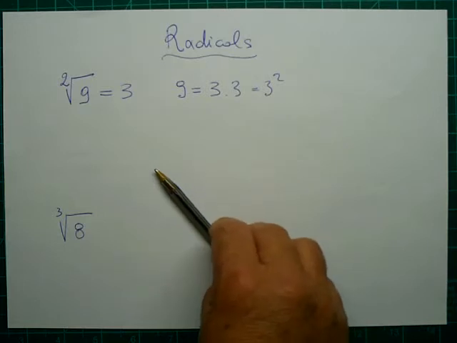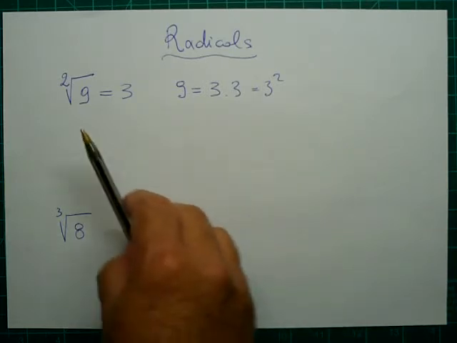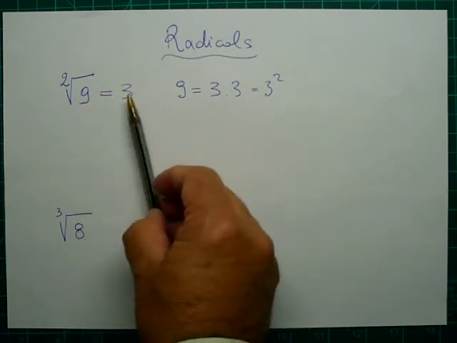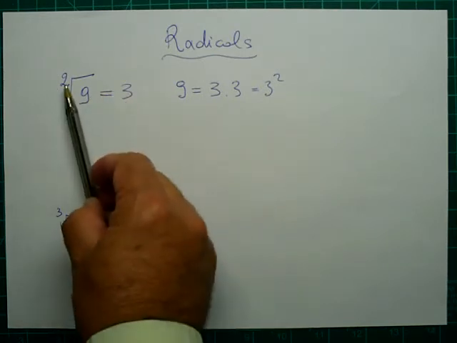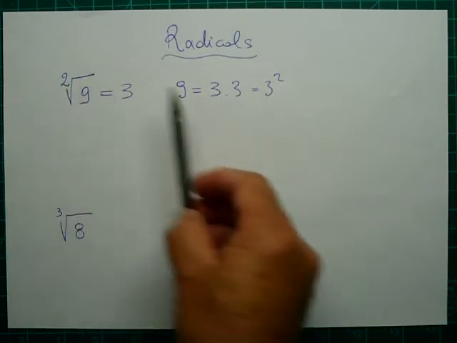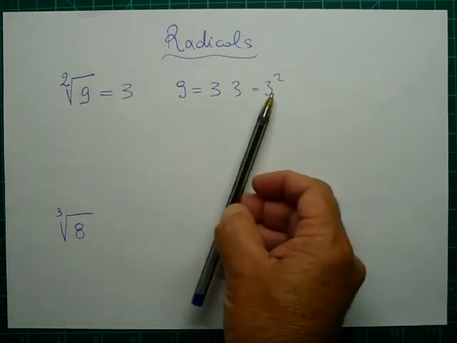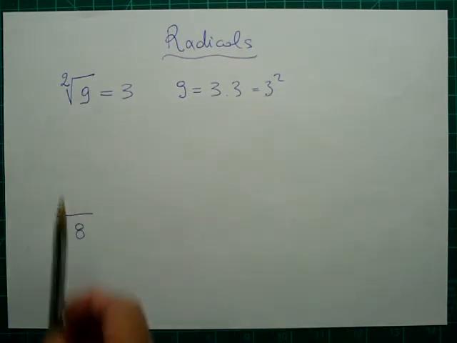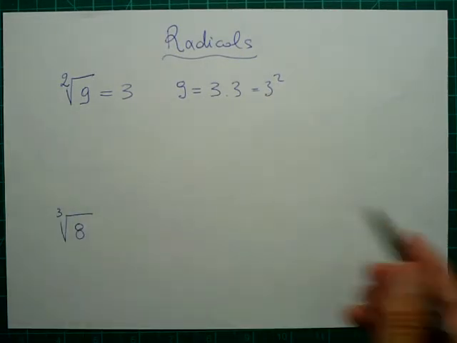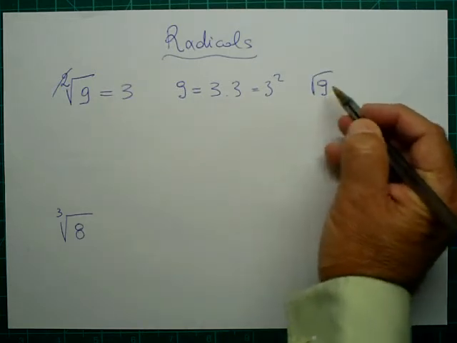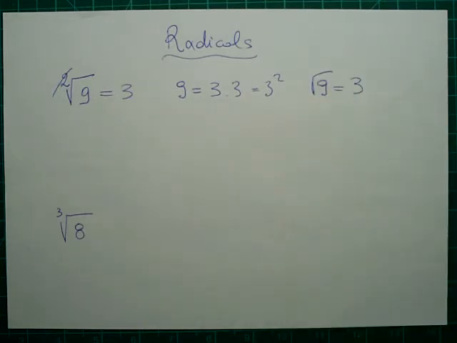Well, first of all, we shall deal with the square root. The square root of 9 is equal to 3. It has the index 2 here because 9 is equal to 3 times 3, which is 3 squared. Since this is the simplest root we can see, we do not write this index. We write simply the square root of 9 is 3.